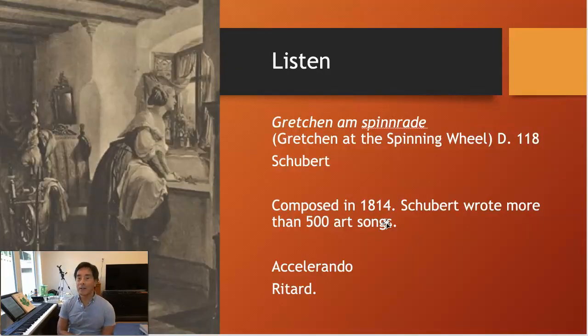Let's take a listen to an example. This is a piece that actually goes faster and then goes slower at the end. And the title of this is Gretchen am Spinnrade, Gretchen at the spinning wheel. The Austrian composer Franz Schubert wrote this piece. He wrote over 500 songs, all of them really artistic.